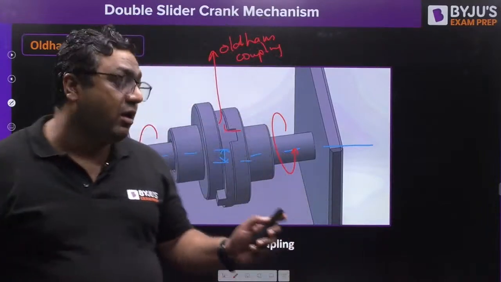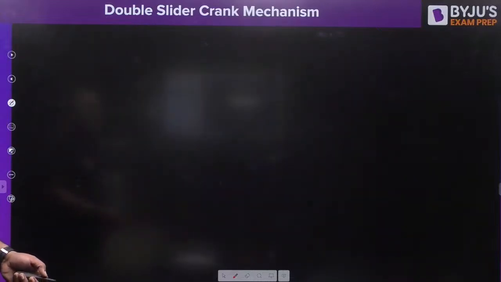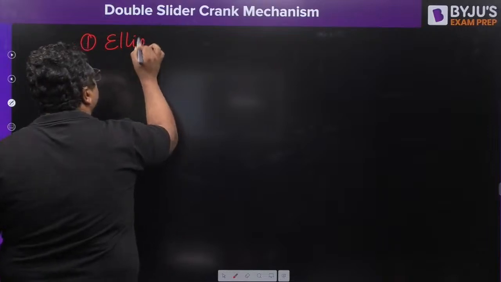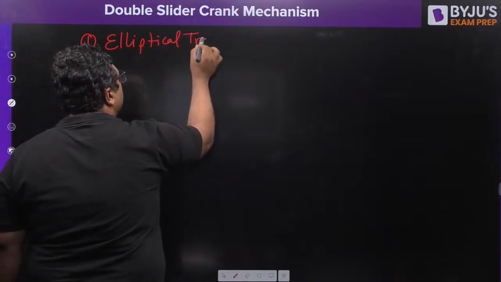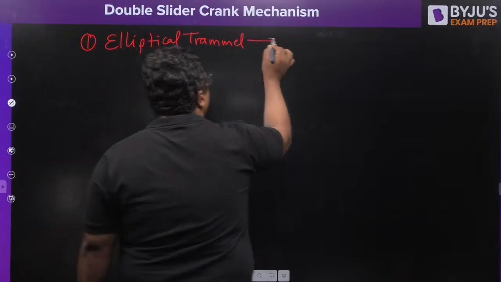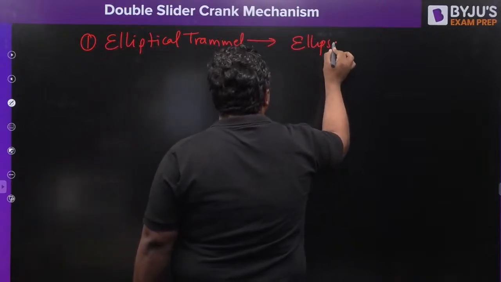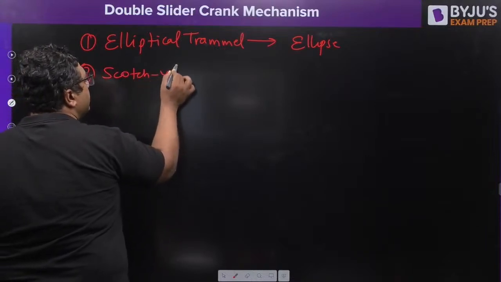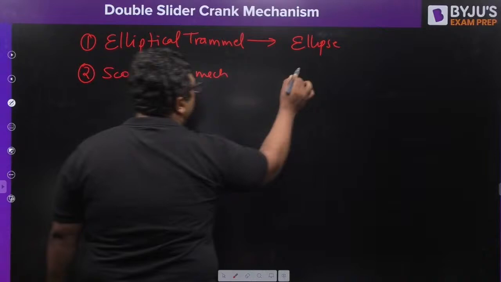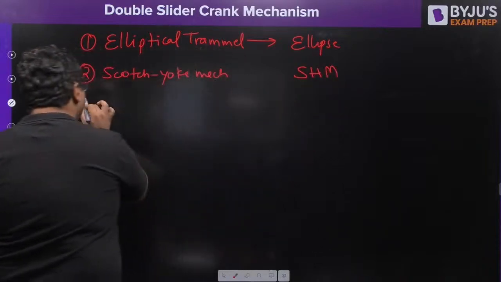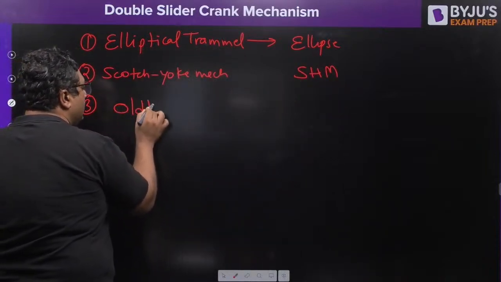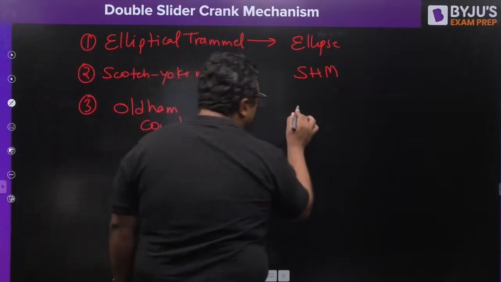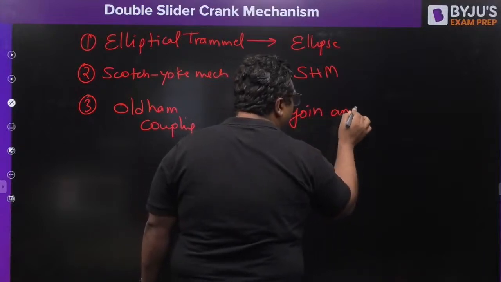So my dear, this was the third inversion, and we have seen all the inversions. So if you write all the inversions one by one, the first one was the elliptical trammel. The elliptical trammel was used to make the ellipse. Second was the Scotch yoke mechanism. That was used for SHM. Third one is Oldham's coupling, which is used to join laterally misaligned shafts.